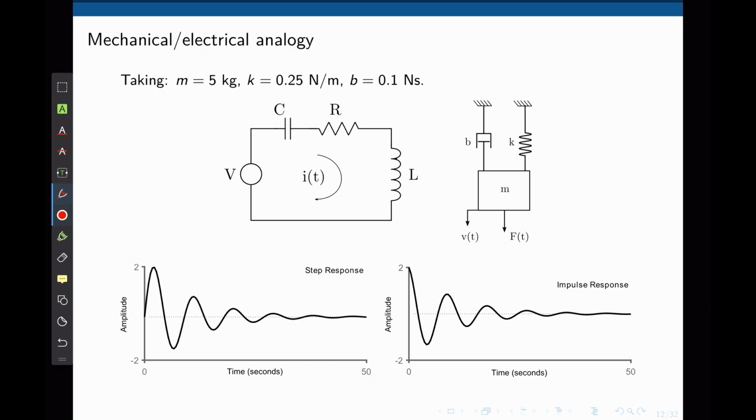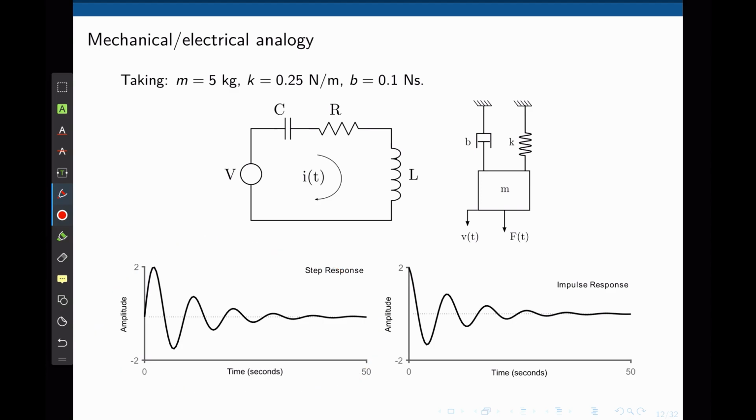Let's look at the step response of the mass spring damper system, but now again our output is the speed. If you apply a force to the mass and hold that force constant, the mass will start to move, so the velocity changes, the speed changes, and when the system reaches equilibrium, the speed tends to zero. So you're going to see exactly the same behavior.